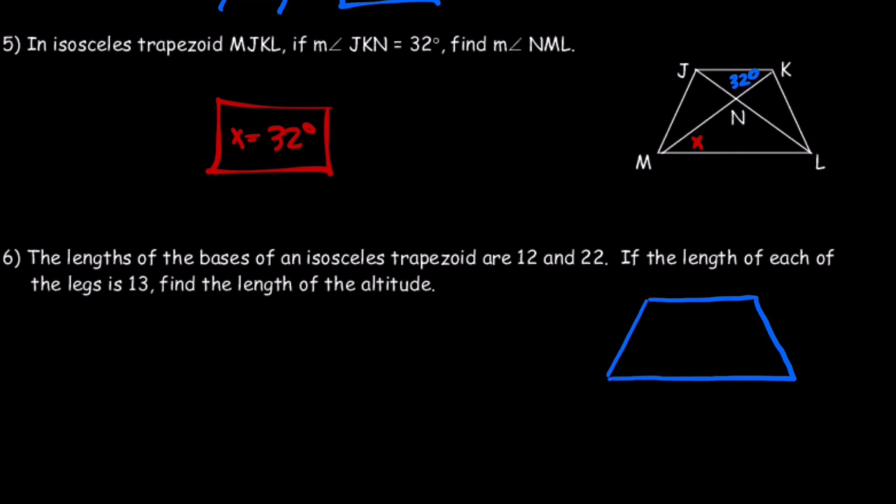Now, my drawing is not perfect, but since it's isosceles, I know these two legs have to be equal. I also know these angles have to be equal, and these upper base angles also have to be equal. It doesn't mention anything about diagonals, so I'm not going to clutter up my diagram with diagonals. But I do know the bases are 12 and 22. These represent the bases, the parallel sides. The smaller one's got to be 12, the big one's got to be 22. And the length of each leg is 13. Here's a leg and there's a leg. Obviously, it's isosceles, so those two are the same, and those are both 13.